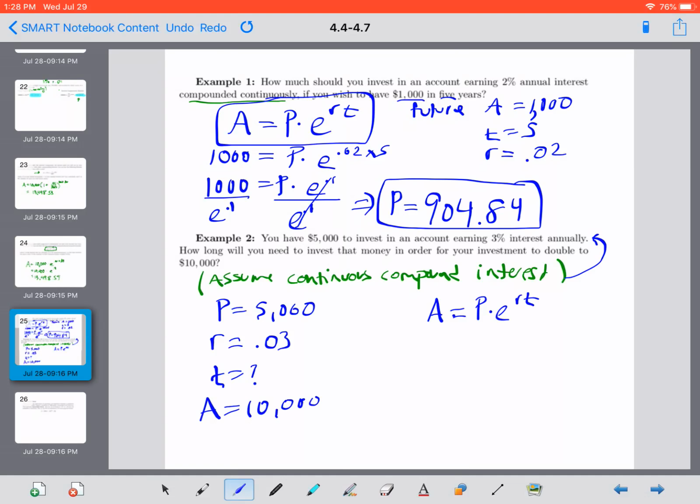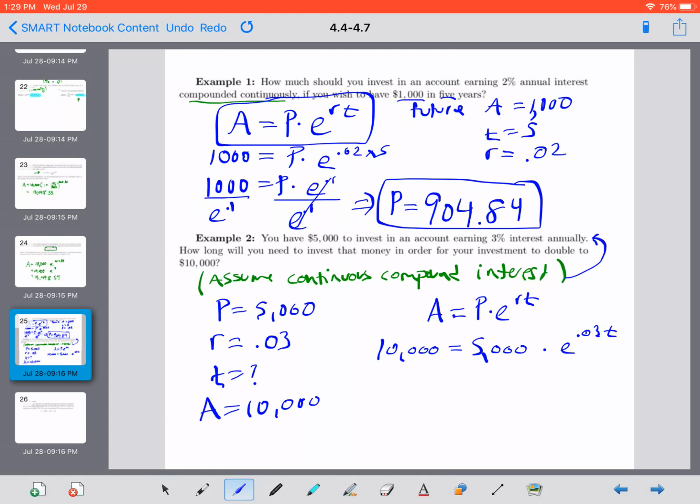Sadly for us, a 3% interest rate just doesn't really happen anymore. Not in this economy, it doesn't. But we'll just pretend for now that that's a reasonable interest rate. All right, so we have that our future amount that we're trying to get to is $10,000. We can currently invest $5,000. And so filling everything into this formula, we have 10,000 is equal to 5,000 times e raised to the 0.03t.